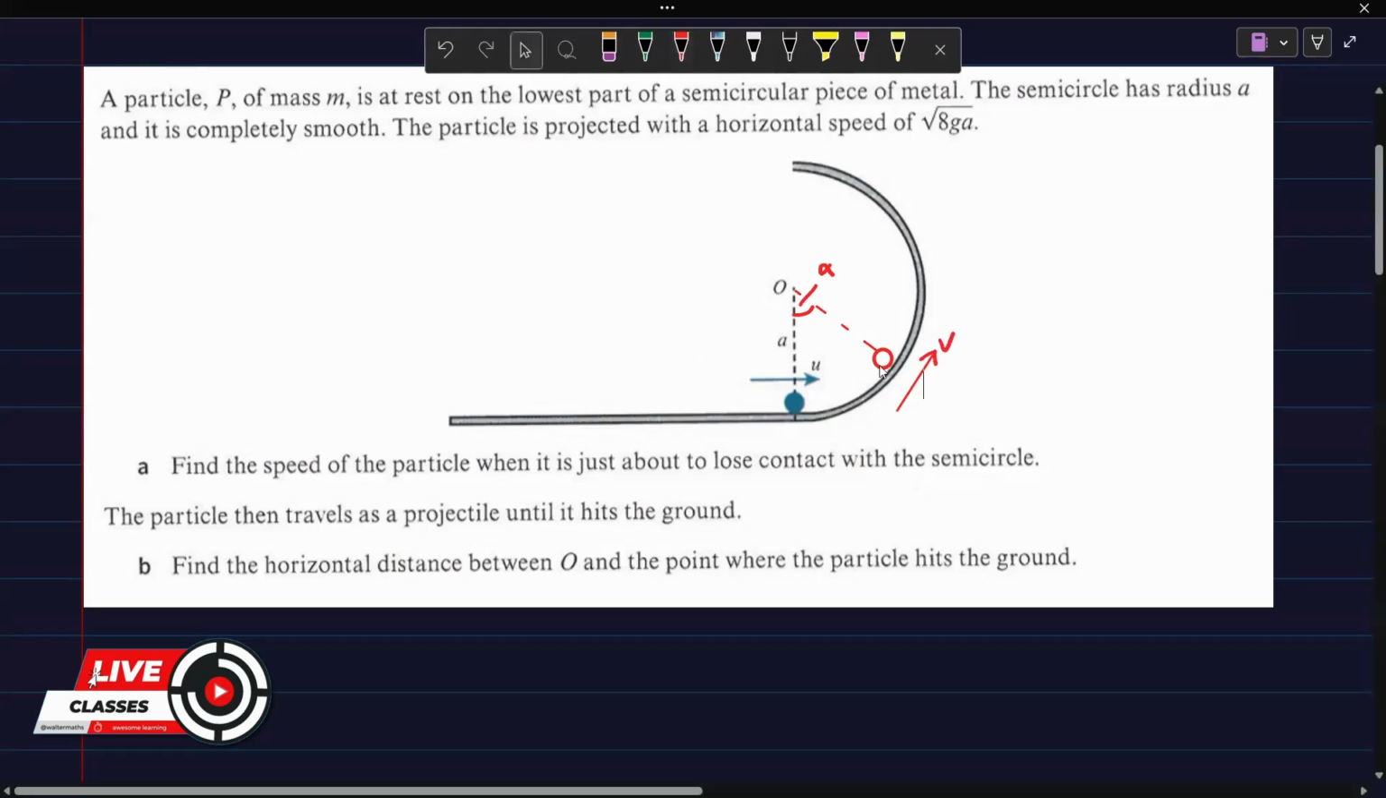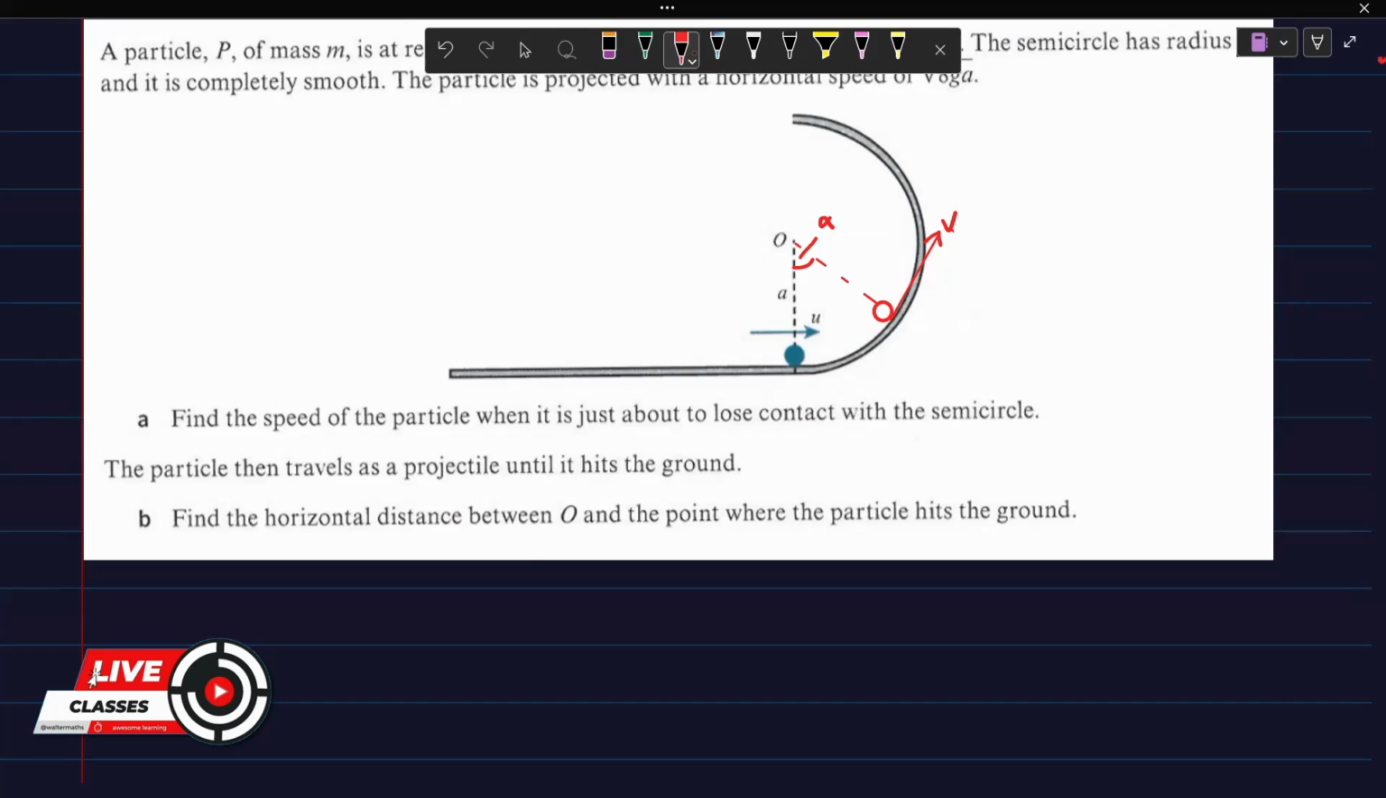So I'm going to take this speed v and place it on here, and it is going to be tangential to the circular path. So this is what we have. We are also going to consider that the weight of the particle, which always acts vertically downwards, should be mg. And since there's contact, we also expect there to be a normal reaction. So that's the normal reaction here, directed towards the center. So we have R right here.